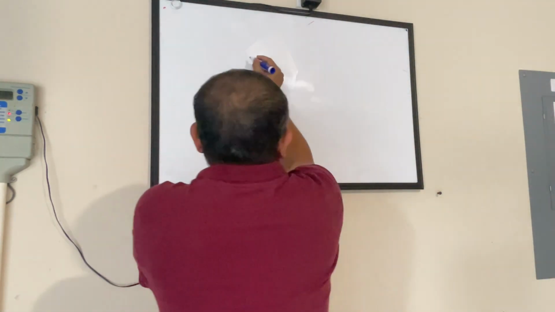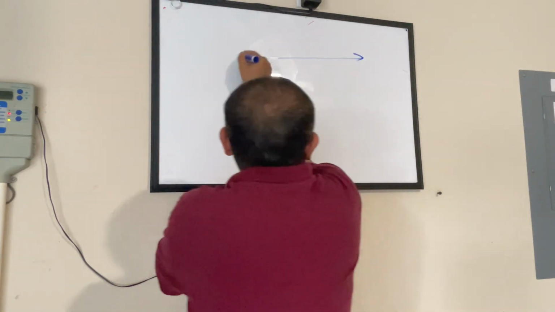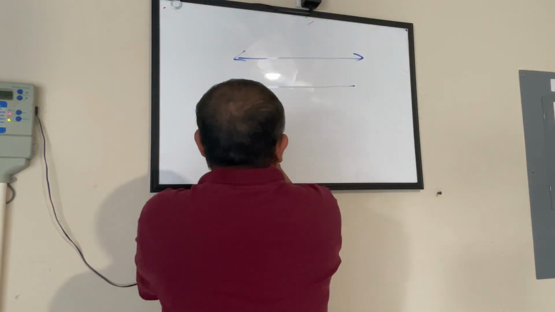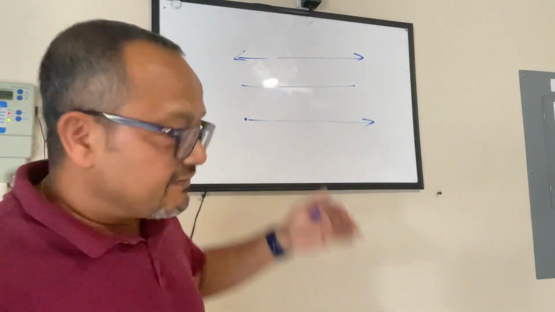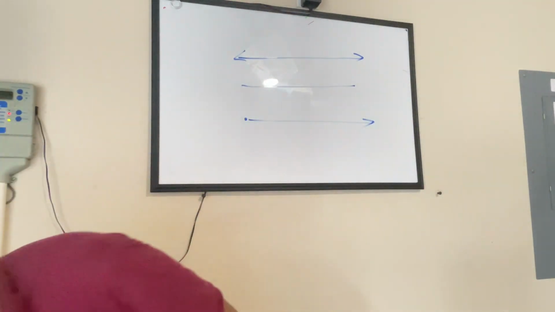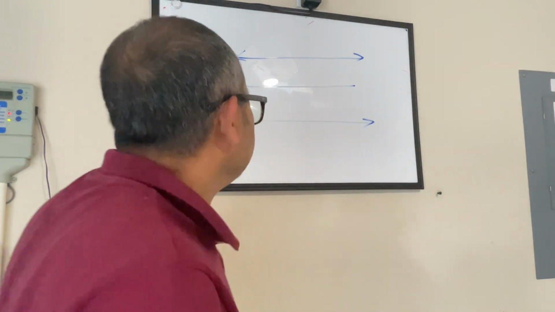So let's see. What is the main difference between these 3 things that you see on the board? I have drawn 3 things on the board. Can you guys tell me what these are called?